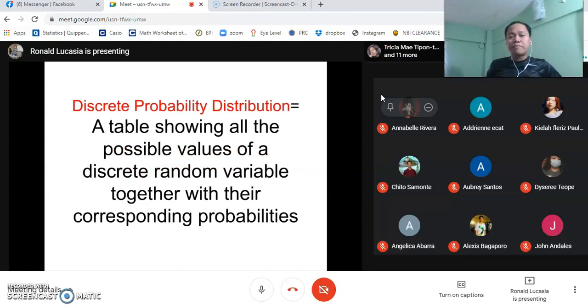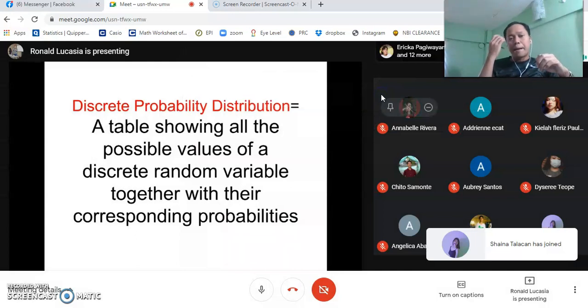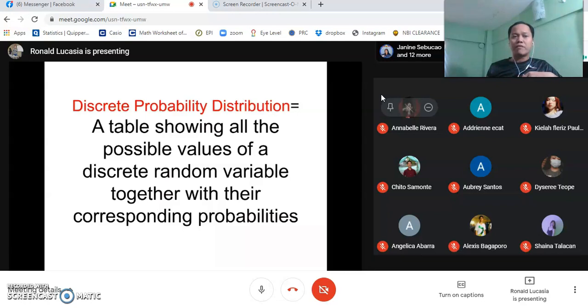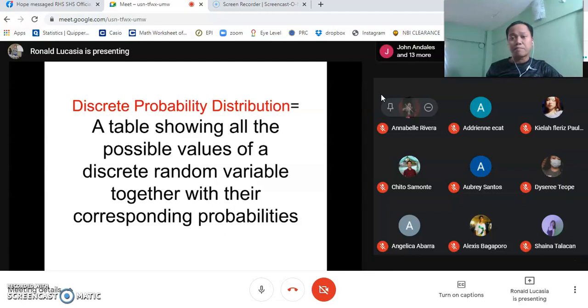So the discrete probability distribution is a table showing all the possible values of a discrete random variable together with their corresponding probabilities. Now, probability distribution plays a vital part in your research project because it creates how you are going to present the result of your research, most especially if that is a qualitative research. Okay, discrete probability distribution also will give you a bird's eye view of what are the most dominant possible outcomes when given this probability experiment.